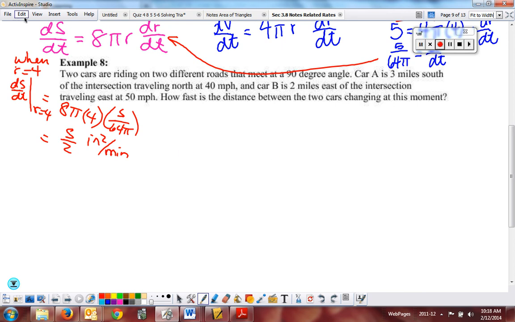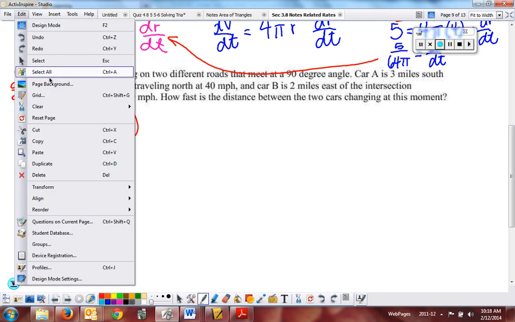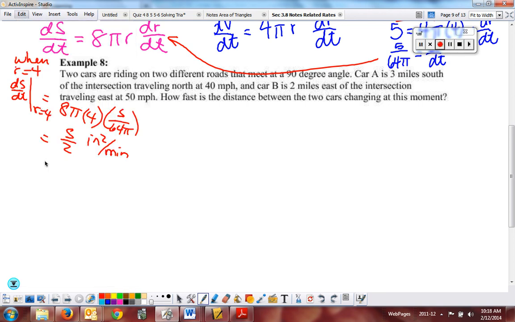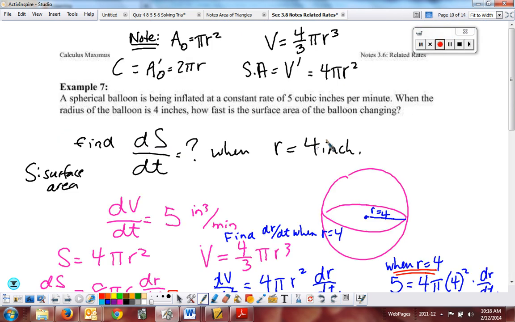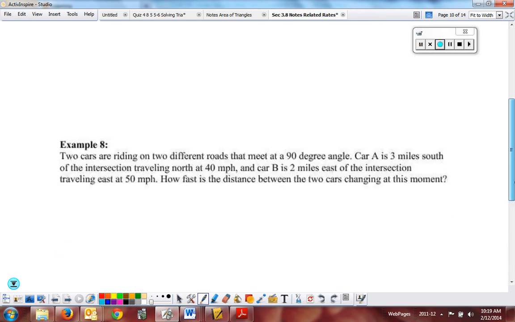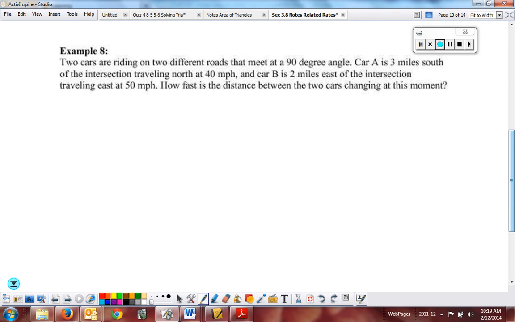All right, so let's take a look at the next example, example number 8, and I'm going to duplicate because I want a nice clean sheet of paper. I don't want all this stuff written here, so I'm going to do edit. All right, so let's take a look at example 8.